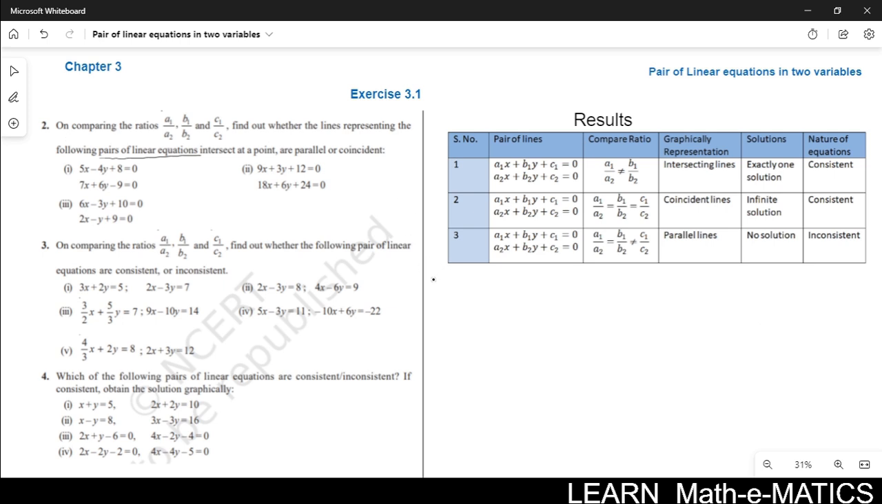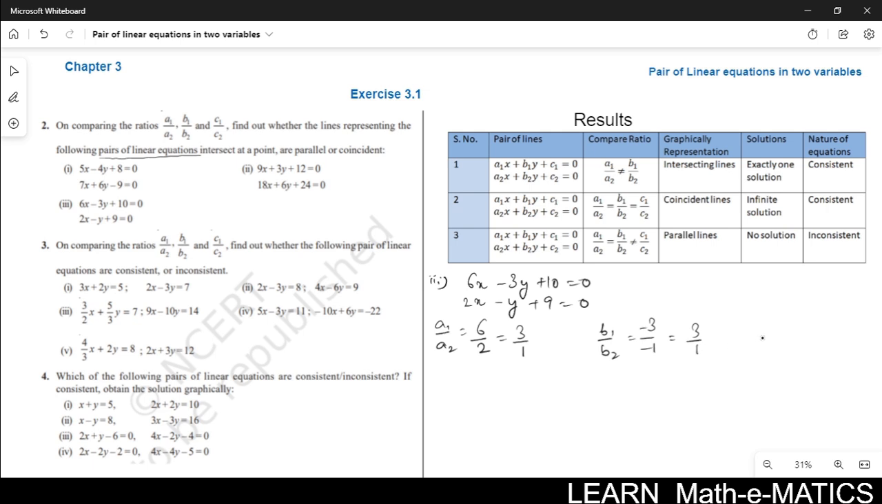So the third part is 6x minus 3y plus 10 is equal to 0, and 2x minus y plus 9 is equal to 0. Again, find the ratio of a1 upon a2, that means the ratio of the coefficient of x, that is 6 by 2. After simplifying we get 3 by 1, right? So next, b1 upon b2. b1 upon b2 means the ratio of the coefficient of y, that is minus 3 by minus 1.